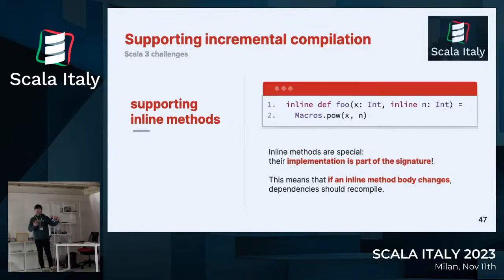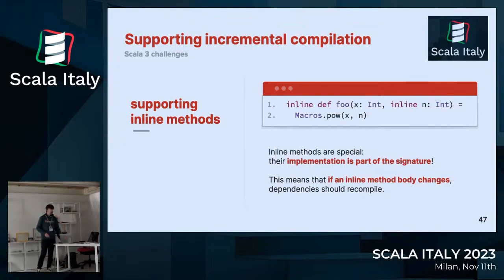So inline definitions, they were not in Scala 2. The thing that's special about an inline method is that basically the entire method is its signature, because if you change the body of the method, then you need to recompile all the dependencies of that. Previously, you could just ignore the right-hand side of a method because only the return type mattered. But now with an inline definition, you need to track everything that changes.